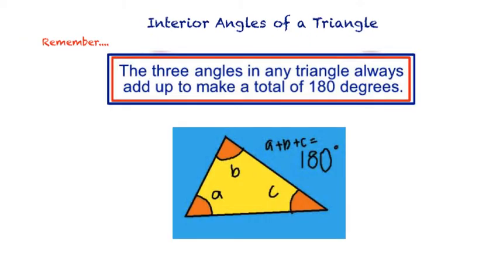So when you look at a triangle, you'll be given different angle measures. And an important thing to remember and also write down in your notebook is that the three angles in any triangle always add up to make a total of 180 degrees. So you can see in this triangle here, we've got three angles, angle A, angle B, angle C. Now if we were to add these all together and they had a number value, they would all equal 180 degrees.